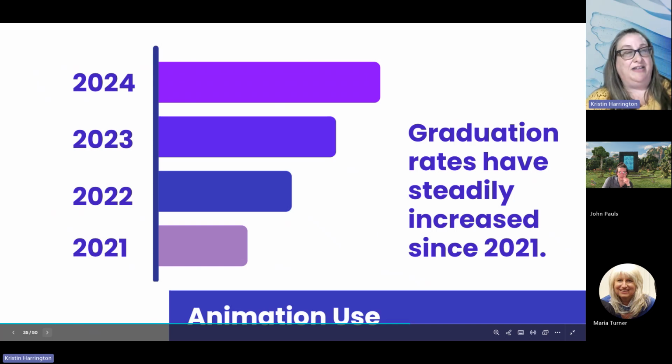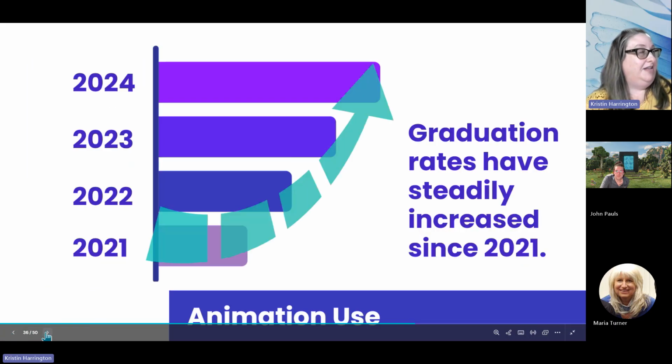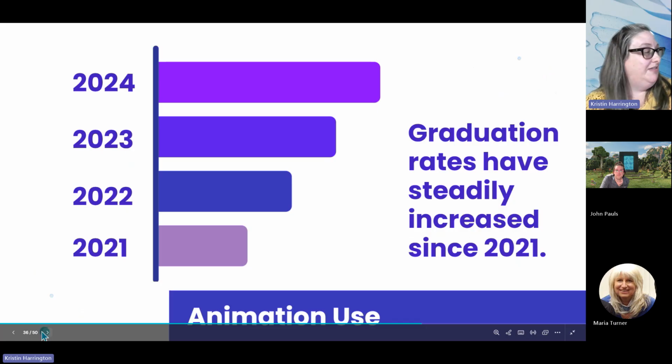This is a slide about graduation rates in no particular district, showing how they have steadily increased since 2021. And then we have this, oh, it went way too fast. Okay, hold on, let me go back. This is the animation we're looking at. I don't know why it did that. Okay, so ignore the fireworks. We're just looking at that little arrow there. What do we think about that arrow? Would that be a good use of animation to illustrate that graph, having that little arrow shoot up to show that the graduation rates have risen? If you think that's a good use, go ahead and put a thumbs up in the chat.